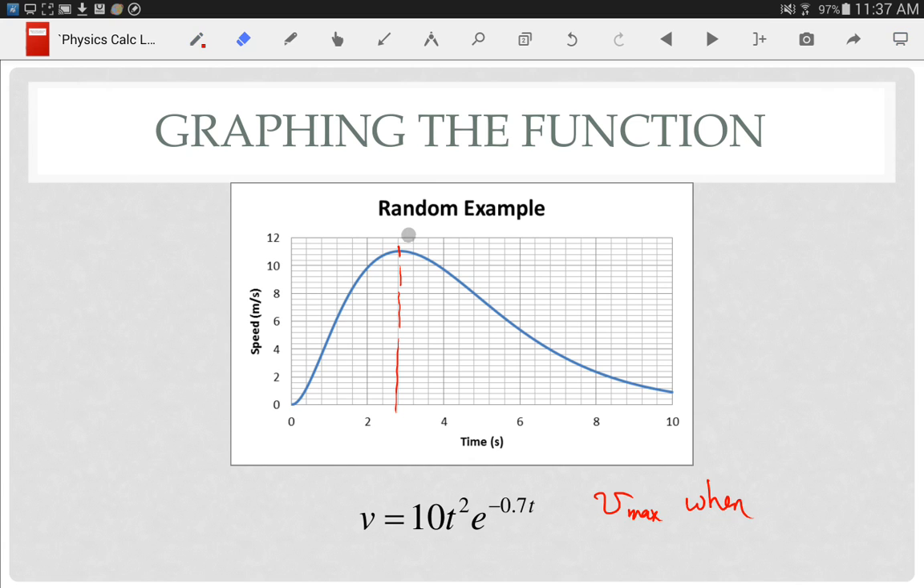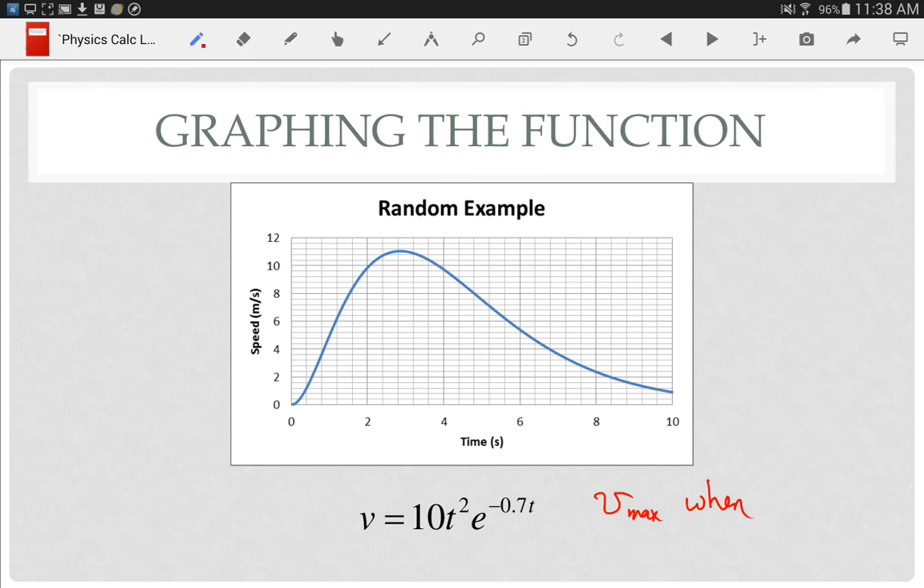Let me start with the simplest question. What aspect of this graph told me where the maximum speed came? Right, when you look at this graph, how do you identify where the maximum speed is? There are 2 potential answers. I'm obviously looking for one of those 2.